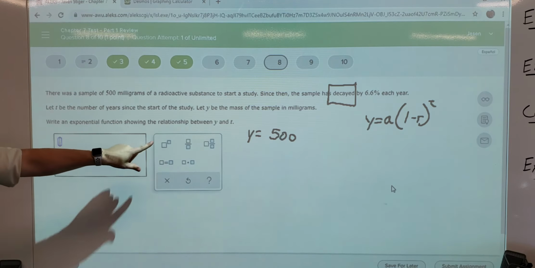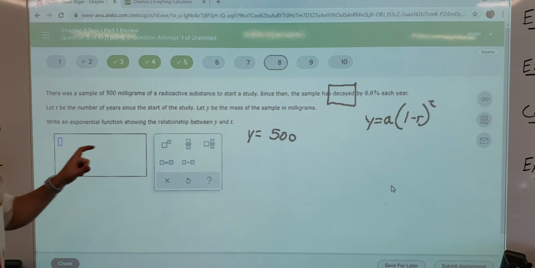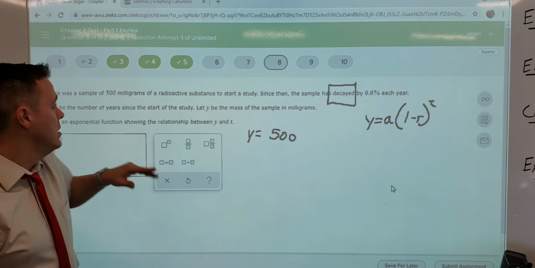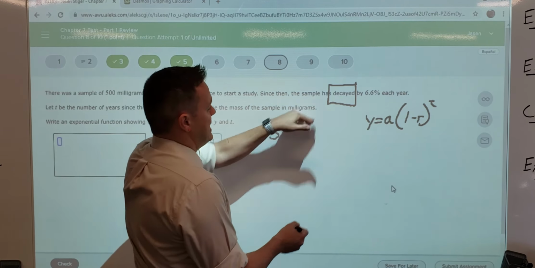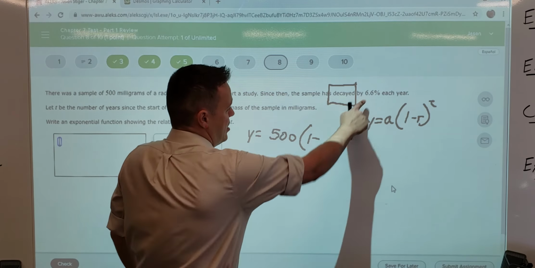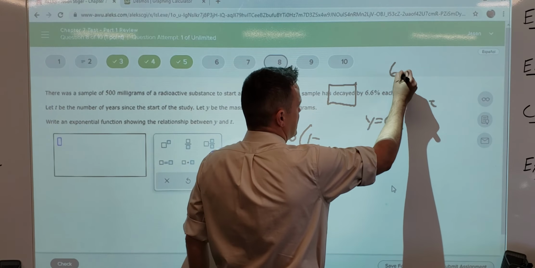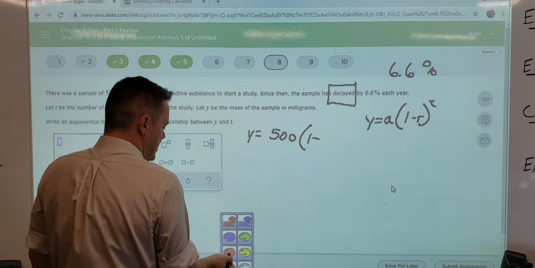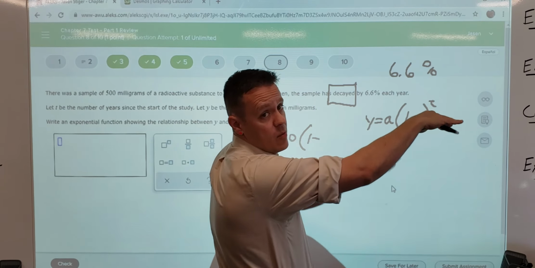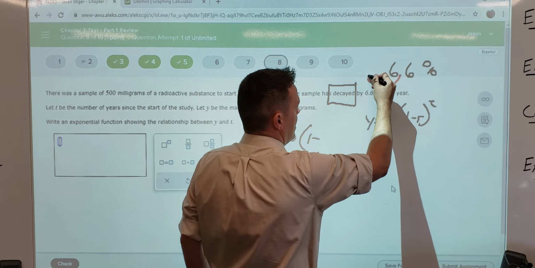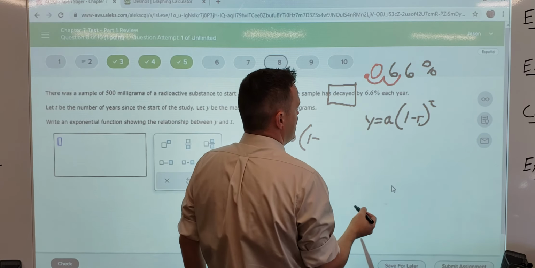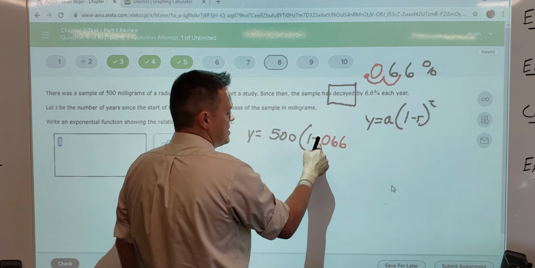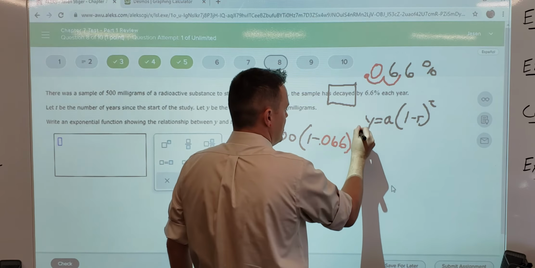So it's going to be y equals. You actually have to put this formula in here just like this, because it's the relationship between y and t. So y, and there's a decay. If it's decay, it's 1 minus the rate. Remember, my rate is 6.6%. How do you change that into a decimal? Instead of moving the decimal to the right like we did earlier, you move the decimal point to the left 2 spots and plug in a 0, so it'd be 1 minus 0.066 to the t.